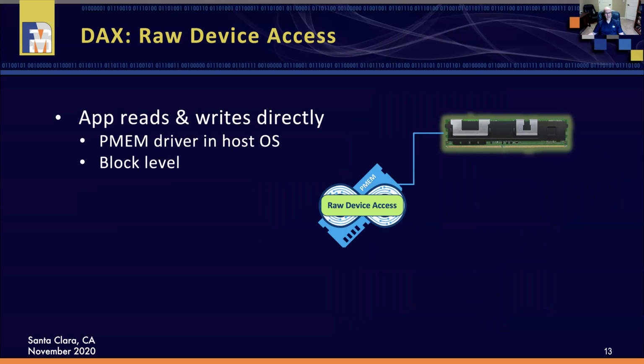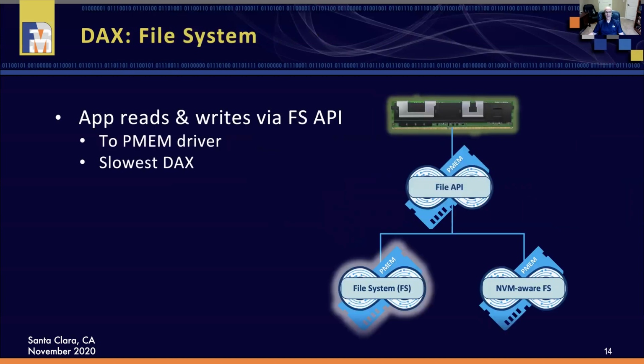In raw device access, the application reads and writes directly to the persistent memory driver that exists in the host operating system at a block level. Very straightforward. Still got to write to it, but it's straightforward. It's relatively fast, but there are faster ways. The file system method is the easiest method. The application reads and writes via the file system API, so you just got to make API calls. And that's to the PMEM driver. But the thing to remember about this is, of all the direct access methods, this is the slowest.